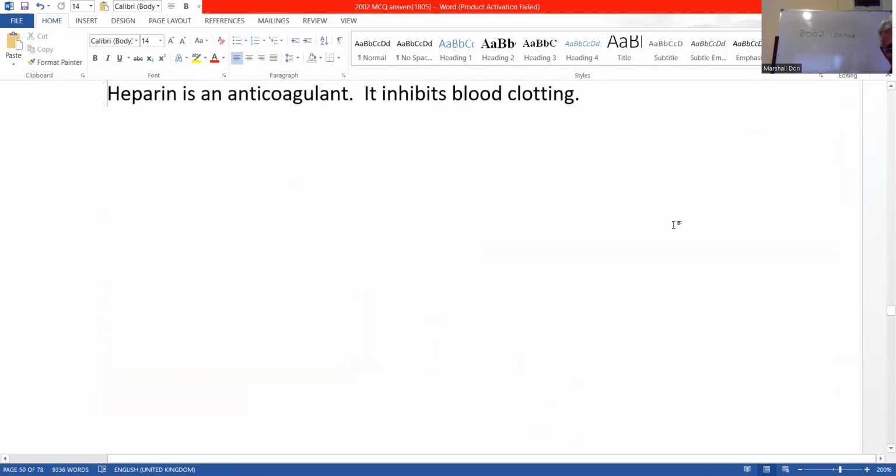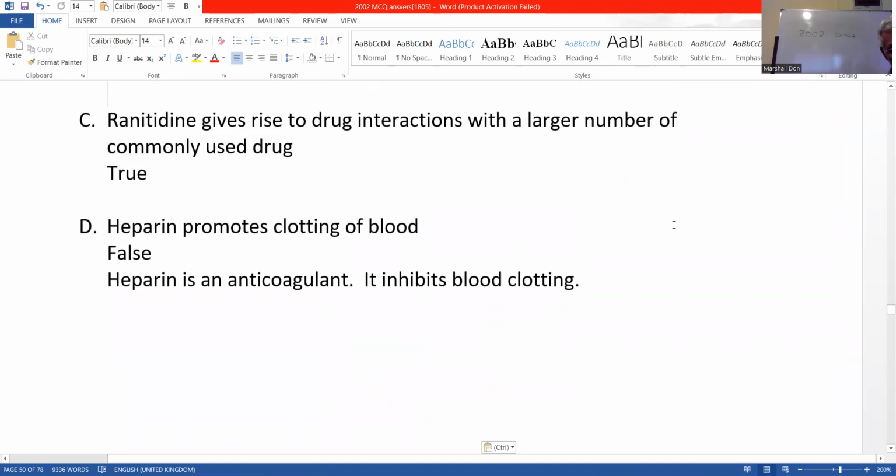Ranitidine gives rise to drug interactions with a large number of commonly used drugs. That is true. Ranitidine has interactions with a huge lot of drugs. Interaction means the metabolism of those drugs is sometimes inhibited, sometimes enhanced. So the second drug is affected by using ranitidine together with that drug.